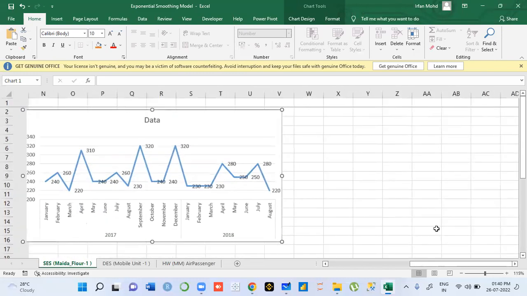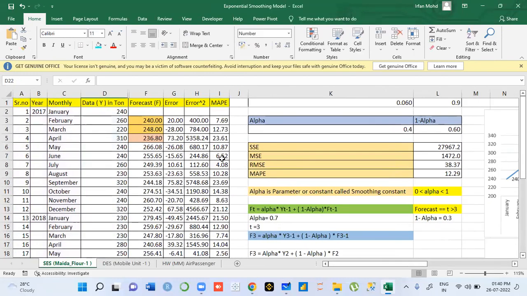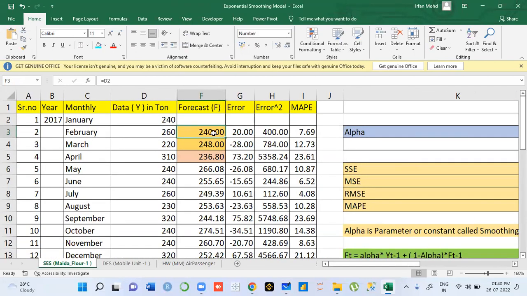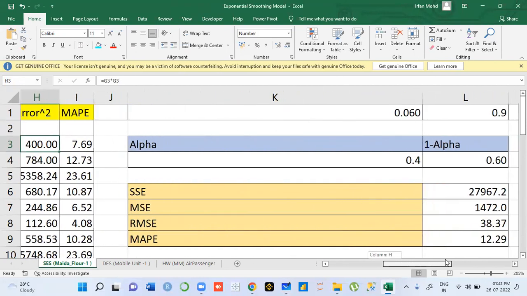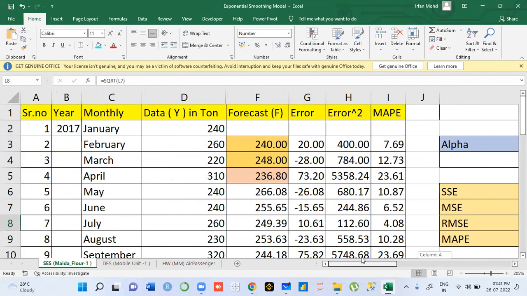On screen, we get the forecast value, guys. Can we compute error? Can we compute error square? Can we compute mean? Can we compute RMSE? Concept clear? Now MAPE, say the actual for the month of Feb.